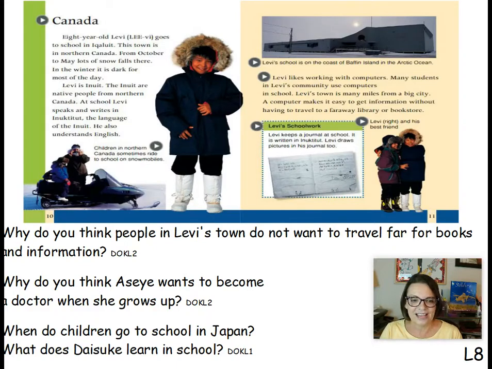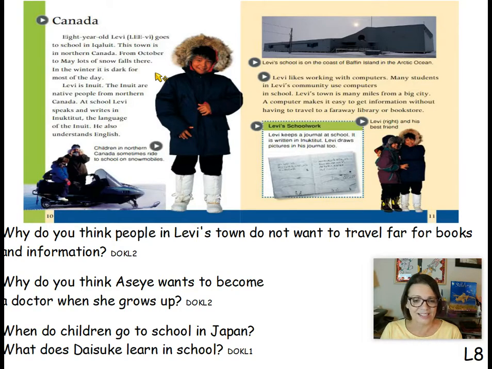Our first question says, why do you think people in Levi's town do not want to travel far for books and information? So boys and girls, you can use the text that is featured at the top of our page, or we can also use the illustrations. Our next question says, why do you think Asha wants to become a doctor when she grows up? Go ahead and write your answer down. Remember, you can always pause the video to allow time to write your answers.